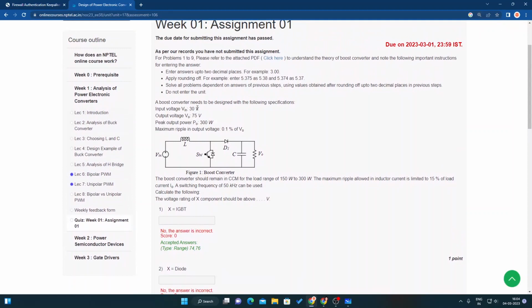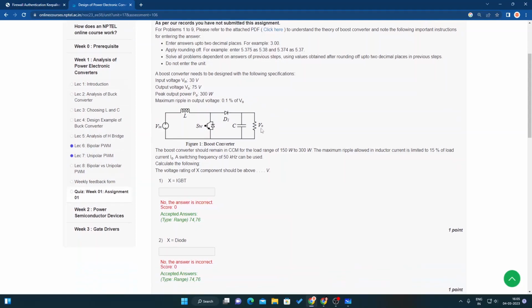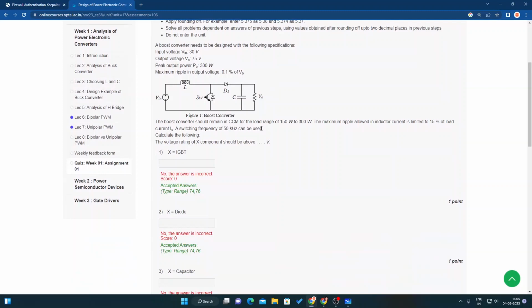Input voltage is 30 volt. This one, right? Output voltage is 75 volt. Peak output current is 300 watt. Maximum ripple in output voltage is 0.1% of V out. Answers are 7,476.